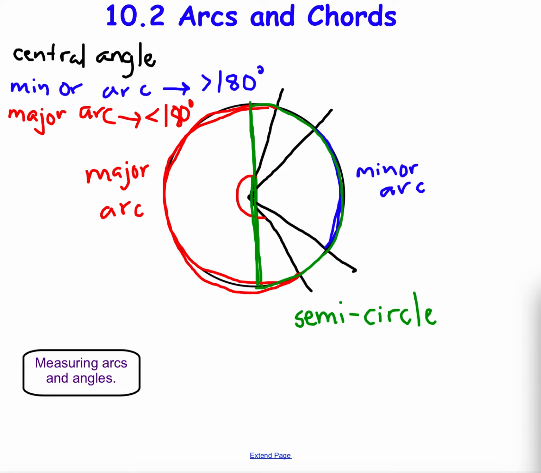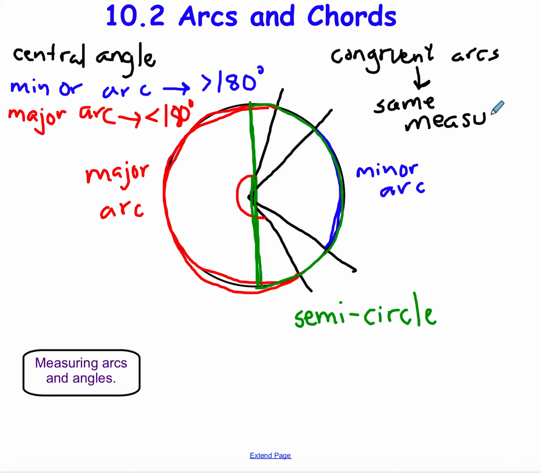Okay? And then the last thing that we need to talk about is congruent arcs. Congruent arcs, and I'm going to write it here. Congruent arcs are any two arcs that have the same measure, meaning their central angles are the same.